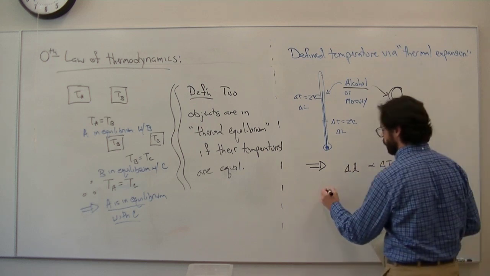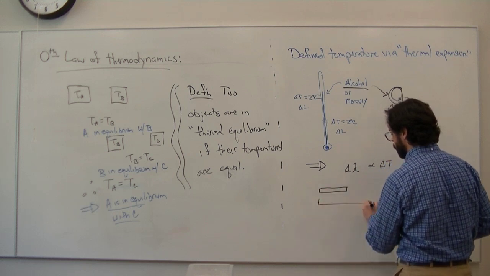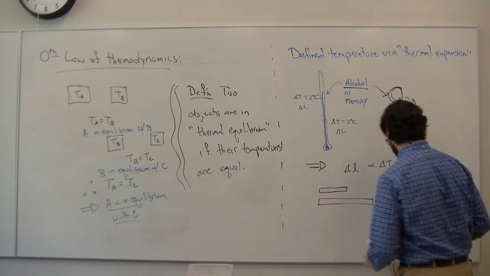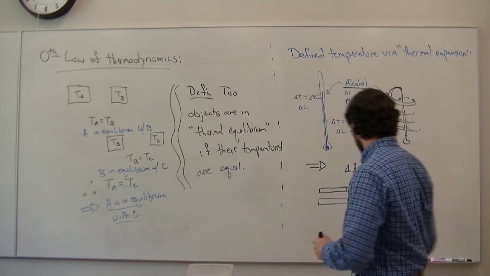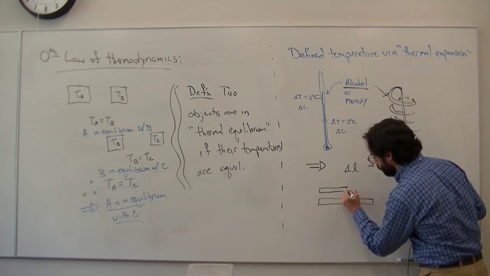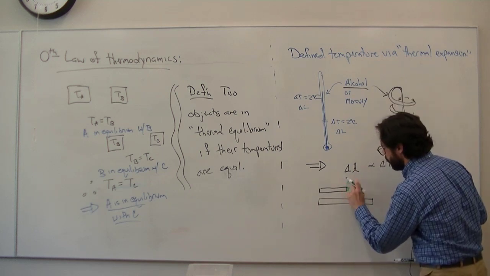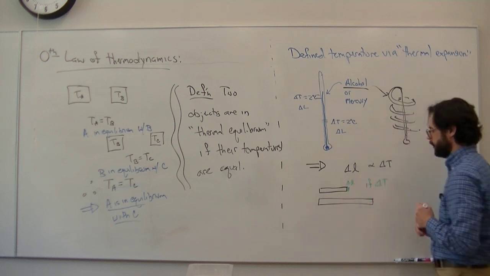One thing to notice is that if I have a short bar and a long bar and heat them up by the same amount, so we'll call it 20 degrees or something like that, what I'm going to get is a little bit of delta L. So this is what we're talking about, the increase in length if we increase this by some temperature delta T.